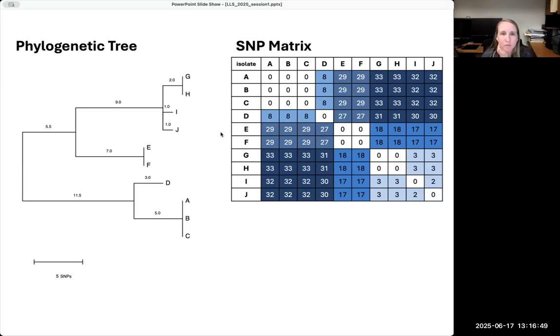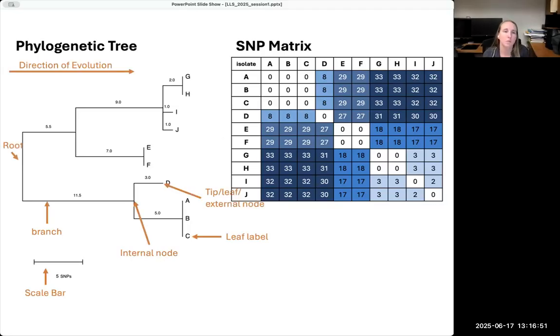I will show an example of that in a minute. And then we'll look at also how to look at this stuff on a tree.